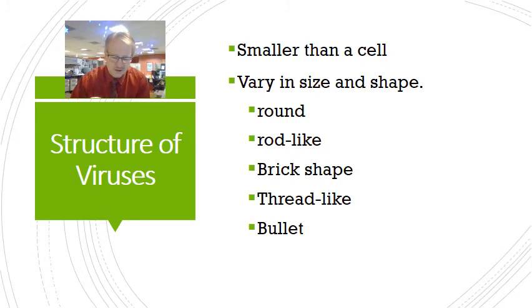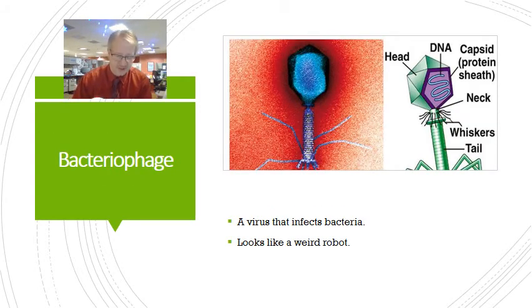So viruses are smaller than cells, obviously, because they live inside of them, and they vary in size and shape. Some viruses are round, while others might be shaped like rods or bricks or threads or even like bullets. There are even some viruses that have complex robot-like shapes, such as the bacteriophage. Yes, I said bacteriophage. That's how you say this word. It's one of your vocab words. Basically, it's a virus that infects bacteria. In fact, the name actually means bacteria eater.